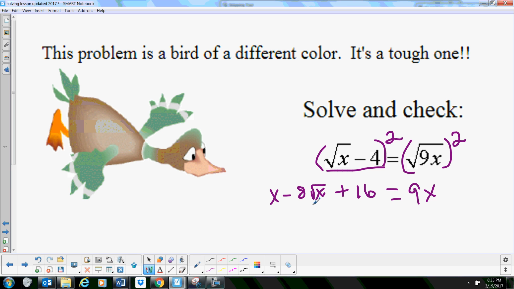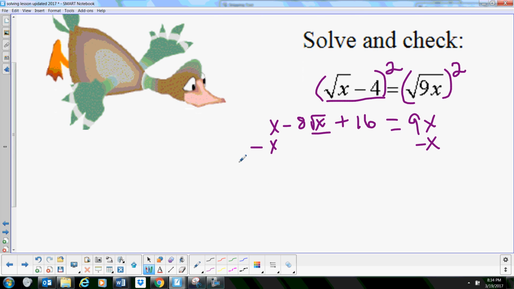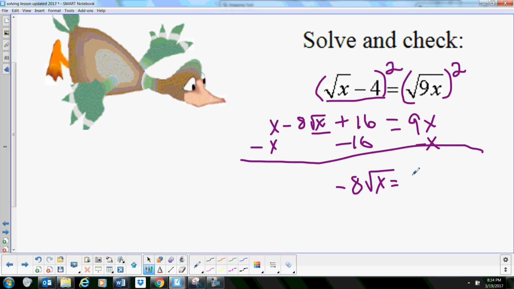So now we still have a radical in it. What do we need to do? We need to do it a second time. We need to isolate the radical a second time. So let's collect our like terms. Let's take this x to the other side. And that's going to give us -8 square root x is equal to 8x minus 16.